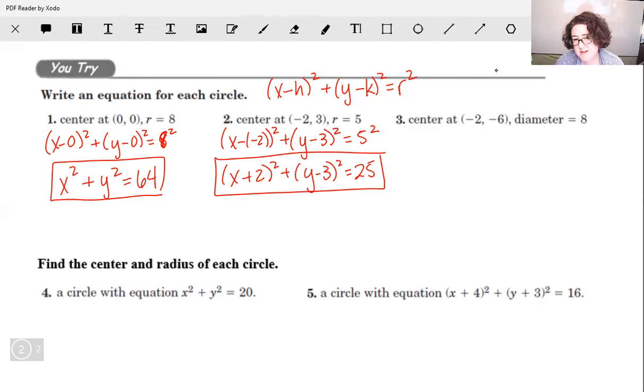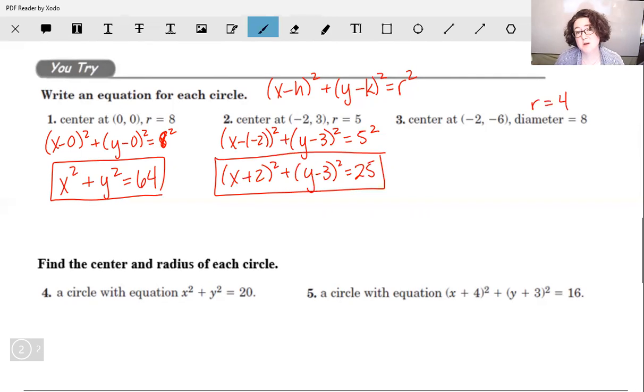Okay, so number 3, I said I was going to have you try this on your own, but let's go ahead and do this together, because I'm noticing something a little different on this. So reading through, center at -2, -6, diameter equals 8. Wait a second. If the diameter is 8, then does that tell us anything about the radius? Oh yeah, don't forget the radius of a circle is always going to be half the diameter. We talked about that a little bit in our warm-up problem with circles. So for this, our radius is actually 4, and that's what we're going to want to plug in when we do this problem.